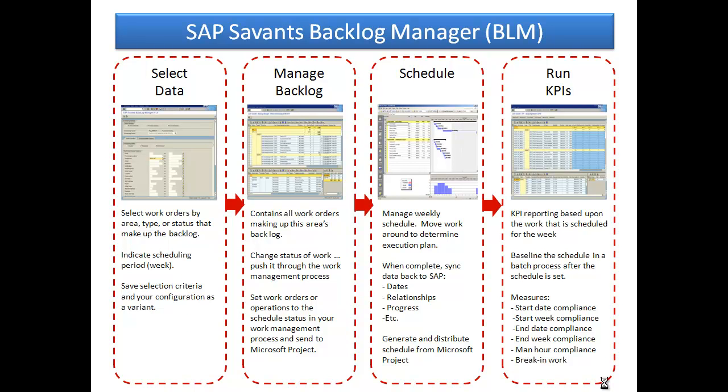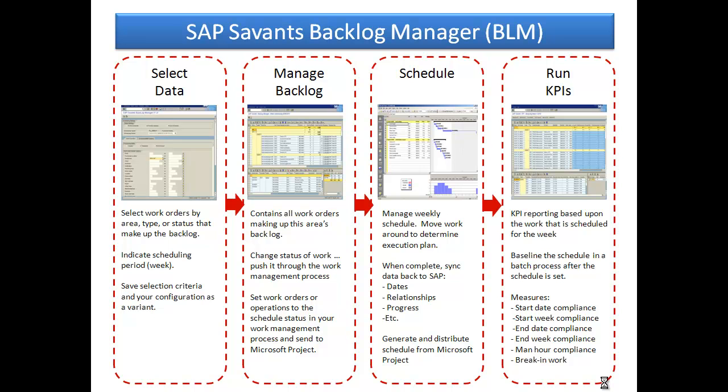Let's briefly look at the process before getting into the demo. First, select your data. In BLM, the first screen shown is a selection screen. Virtually all order header and operation level fields are available for selecting backlog data that is aligned to your facility's scheduling organization.